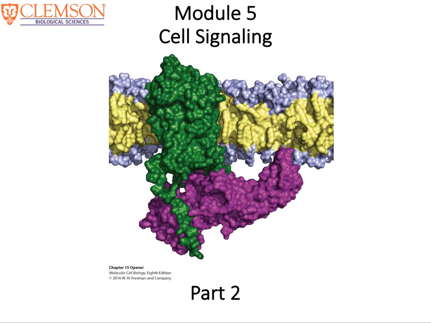Module 5, Cell Signaling Part 2. So in the first part of our discussion, we looked at cell signaling in general, the general aspects of cell signaling. We looked at hydrophobic signaling molecules, and we ended with a discussion on G-protein coupled receptors that could either interact with stimulatory G-proteins to activate adenylyl cyclase or inhibitory G-protein that could inhibit adenylyl cyclase.